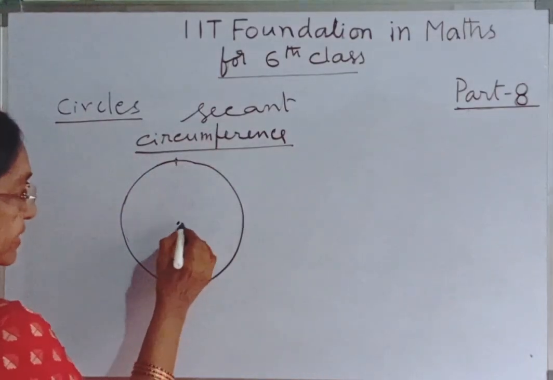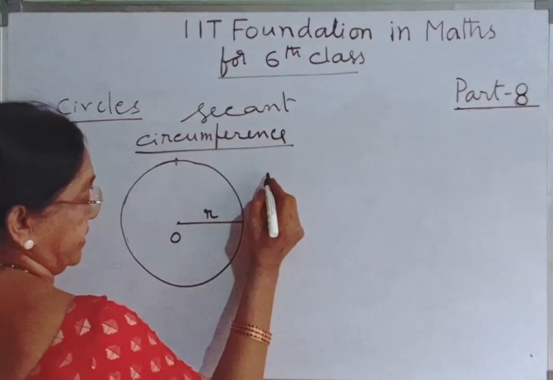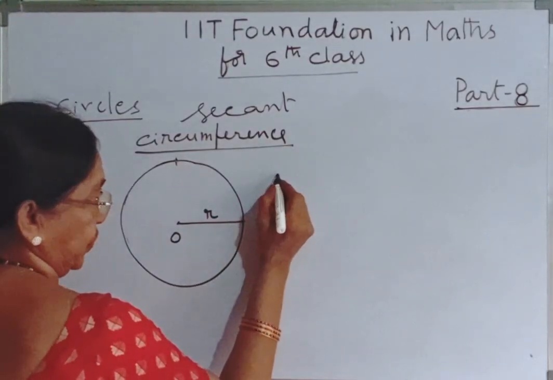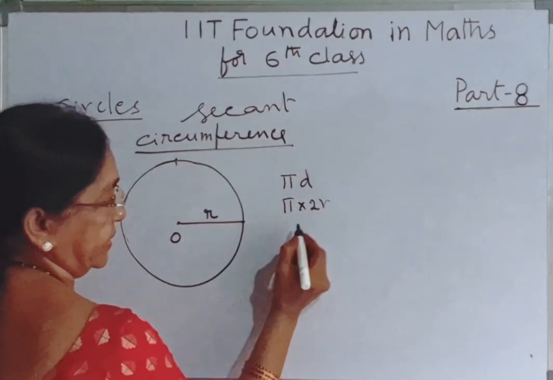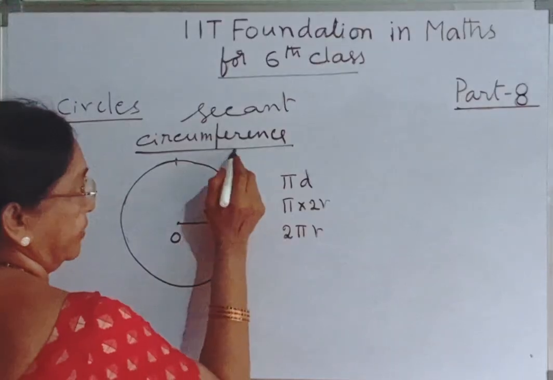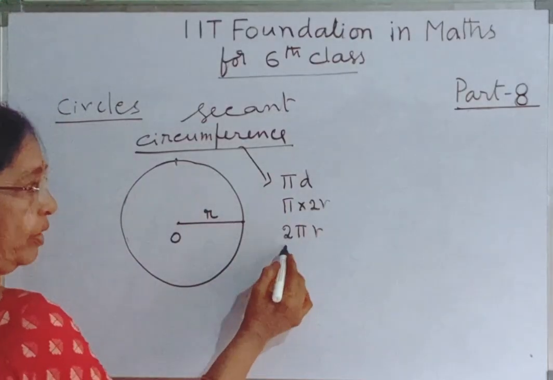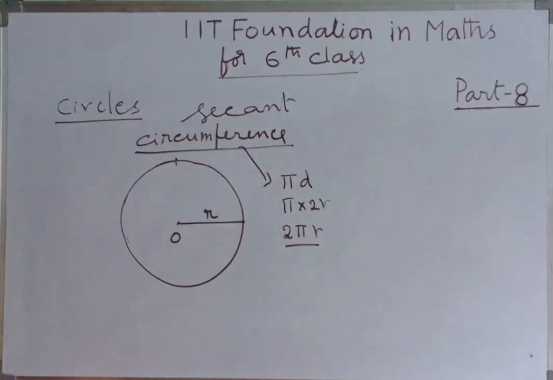If the radius of the circle is r, then the circumference is equal to pi times 2, twice the radius, or this is written as 2 pi r. Therefore, circumference is equal to pi d or 2 pi r, where r is the radius of the circle.